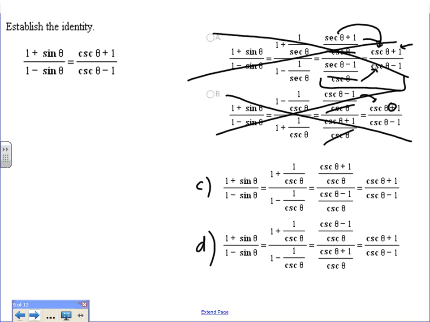Now let's look at what's going to happen on these. I think the last ones here do the same thing. So those cosecants would cancel out. And so we get cosecant theta plus 1 over cosecant theta minus 1. So that sort of looks okay on the last step.